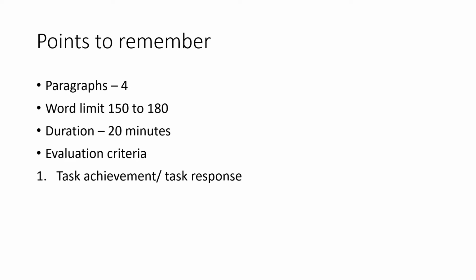The second evaluation criterion is coherence and cohesion. To increase your score in coherence and cohesion, you should plan where to put your information. Have 4 body paragraphs and use a range of linking devices. Avoid mistakes with linking words.